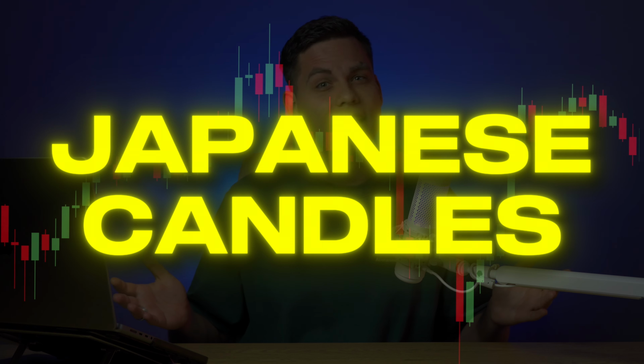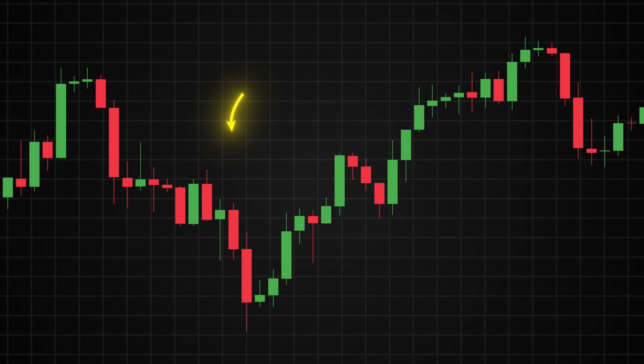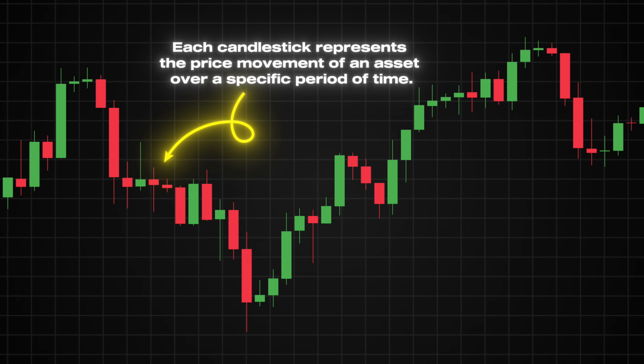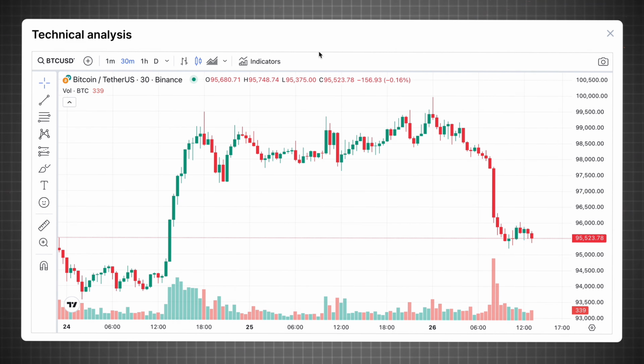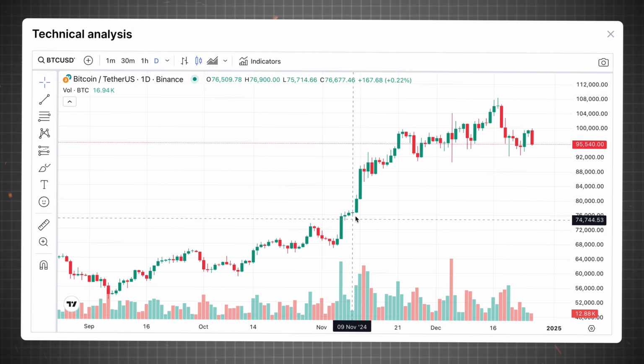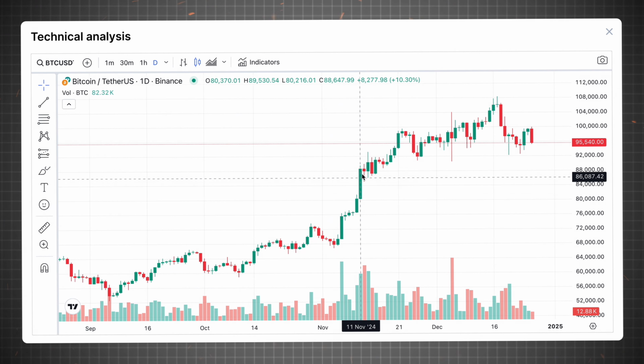What are they exactly? A Japanese candle is primarily information about how the asset's price behaved over a certain period of time. For example, if we open a daily chart, one candle will represent the price movement for one day. Candles are usually shown in two colors, green and red. But what's the difference between them?